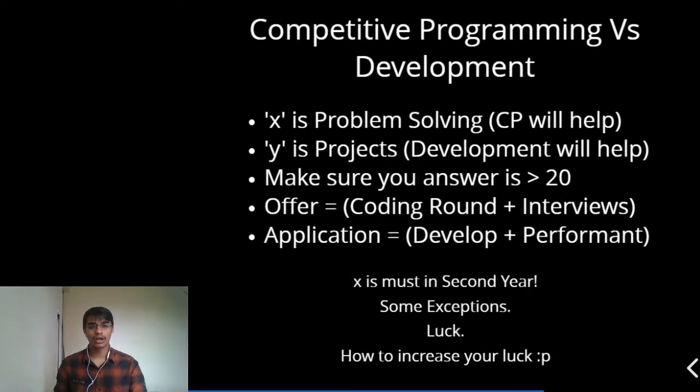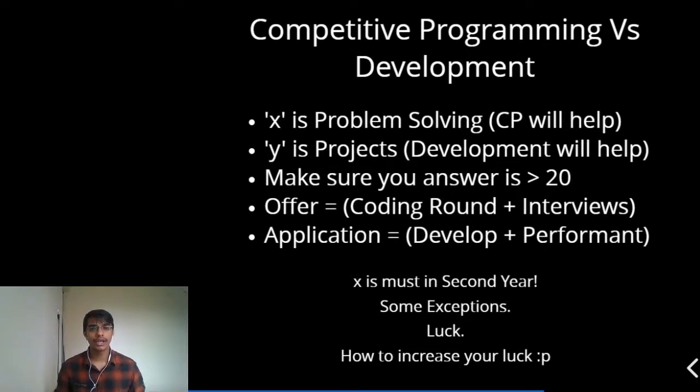Another statement here is, offer is equal to coding round plus interviews. For any job offer, the process is obviously first there is a coding round and then there will be interviews. The coding round will require competitive programming and problem solving. Only then you will be able to get the interview. So I'm assuming at least 30% of your time should be in competitive programming. Even if you're a very core developer, you should spend at least this much time, so you get through the rounds and you get to show your so-called development skills.